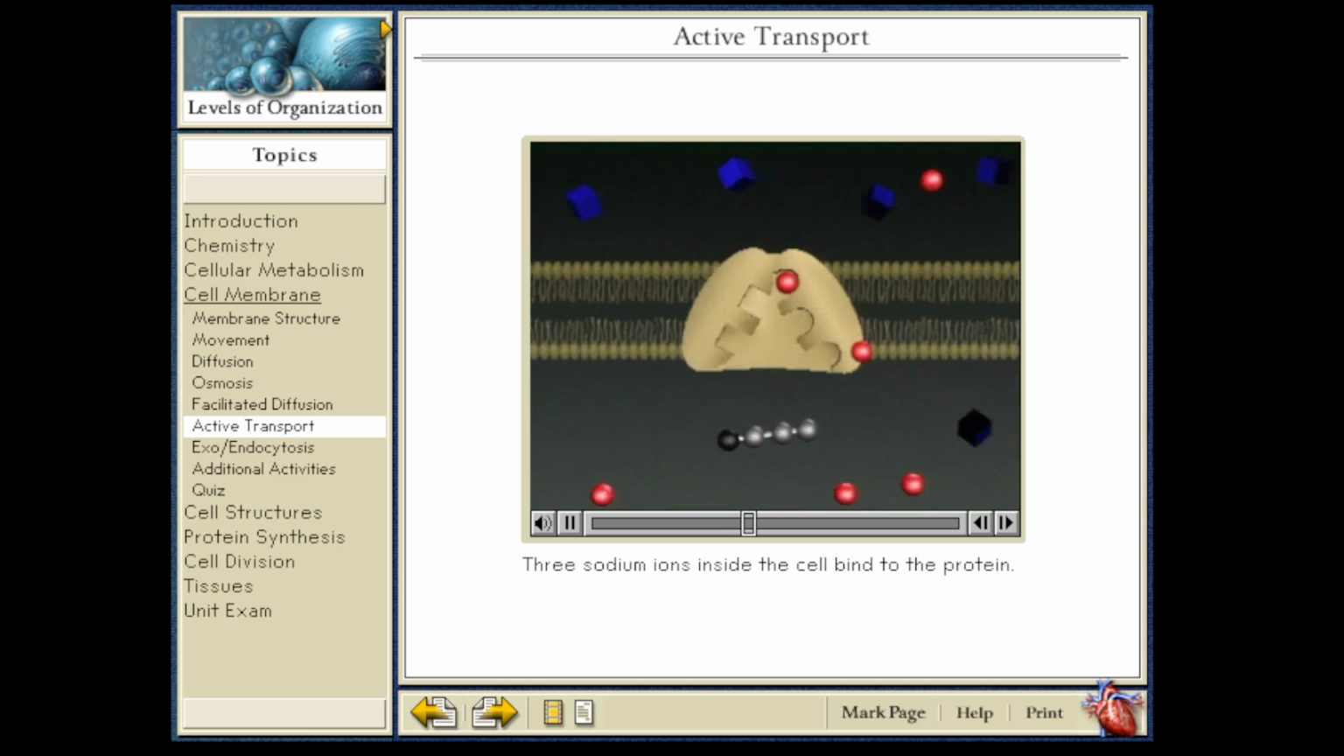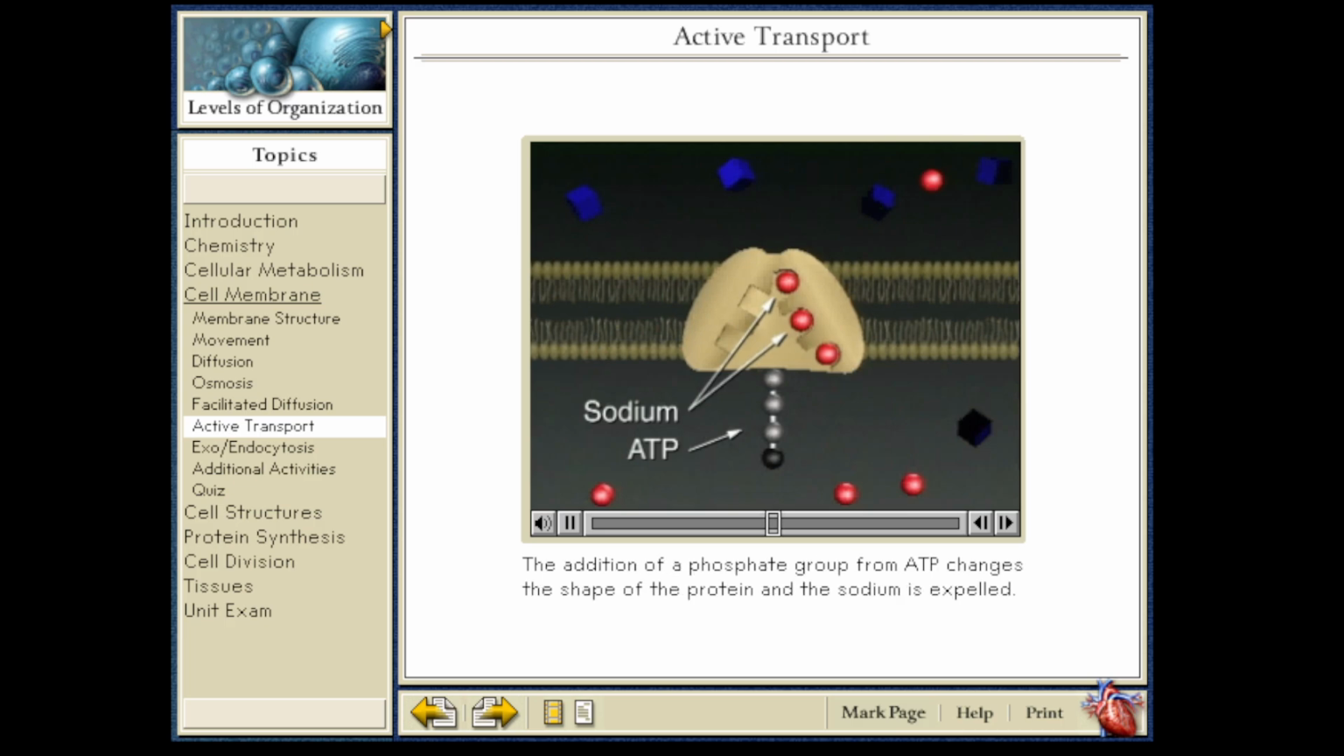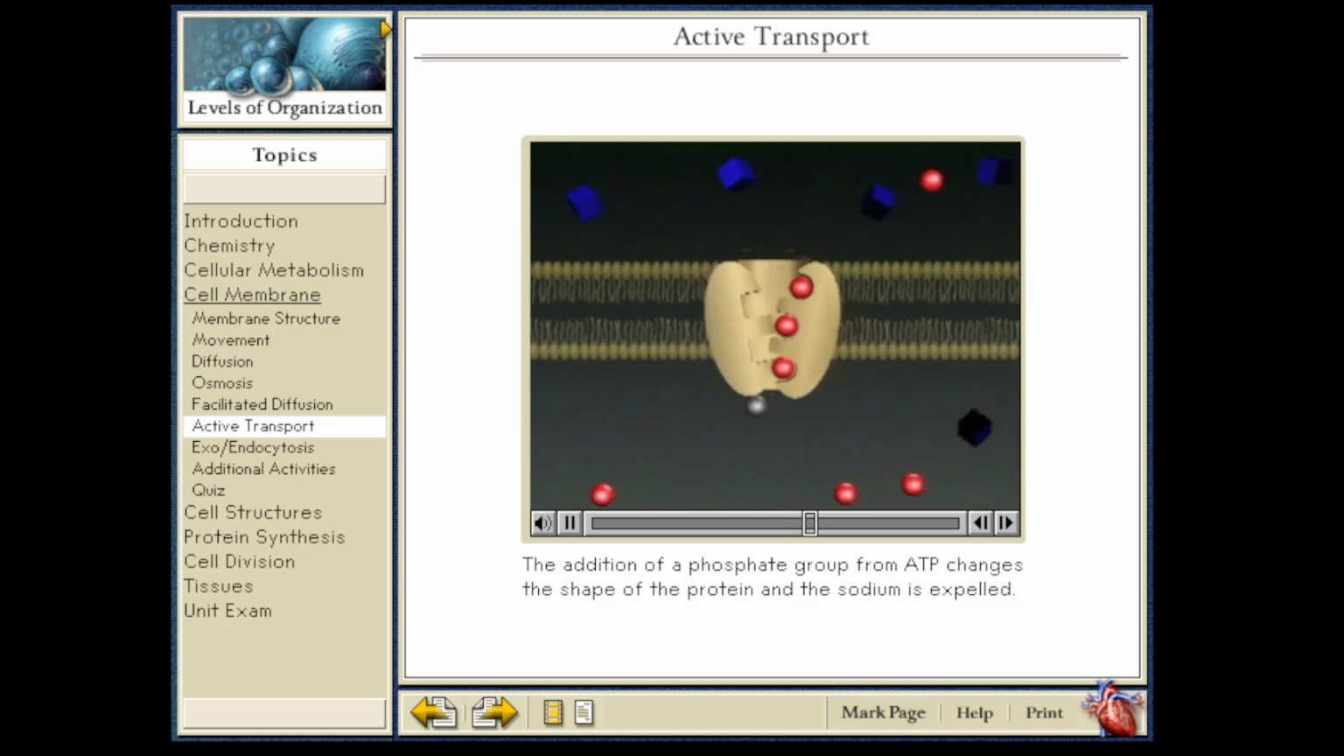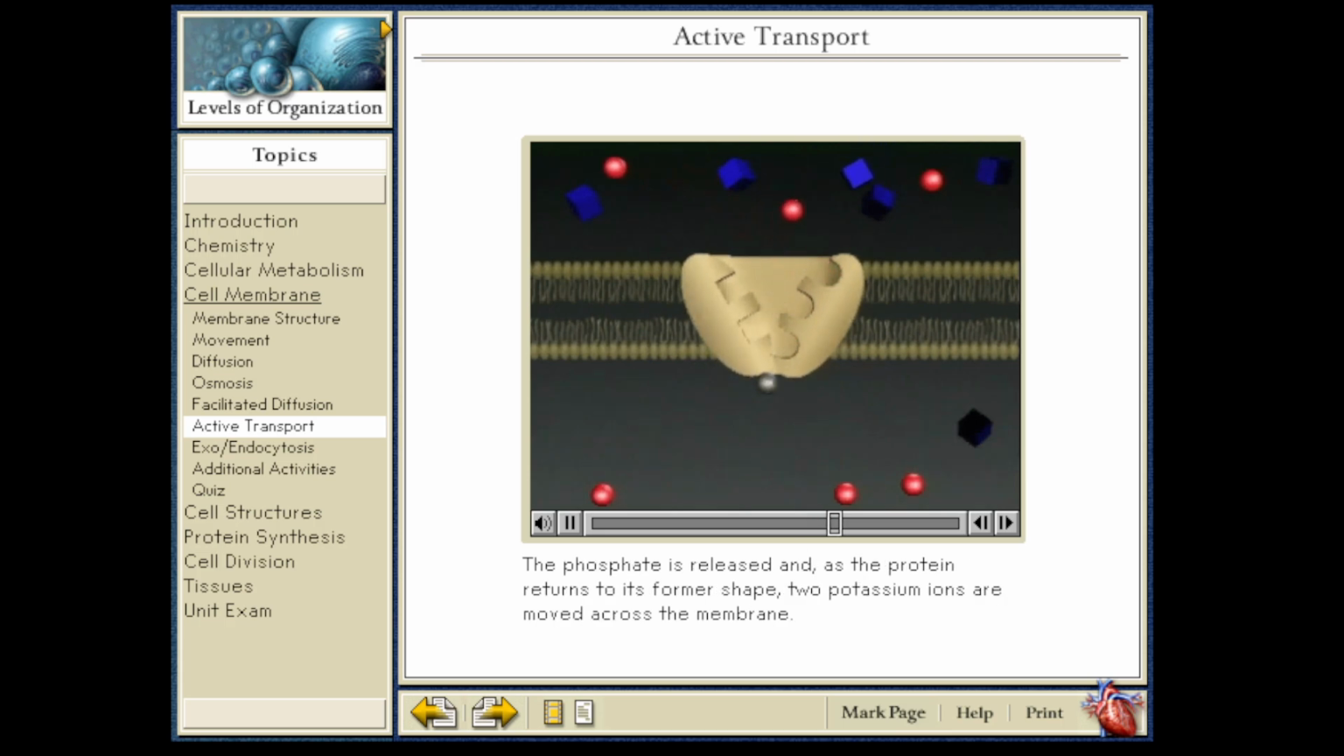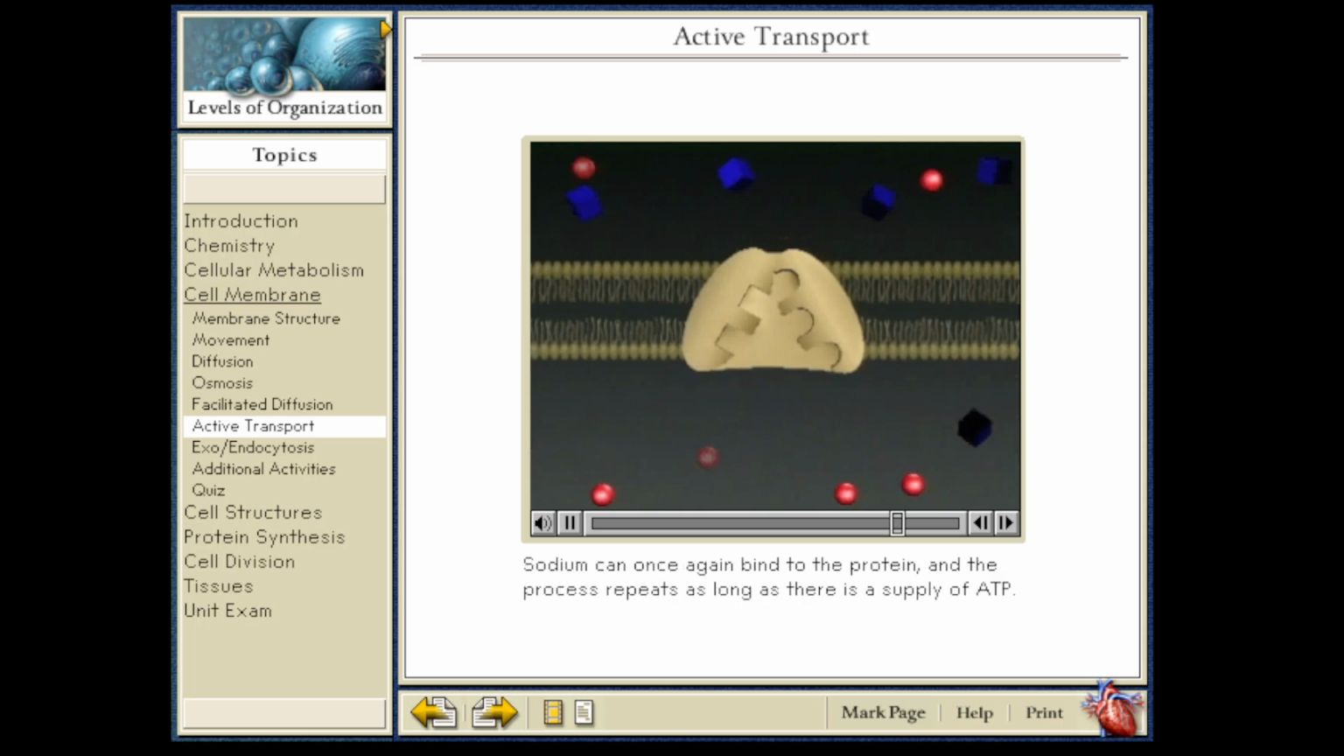Sodium inside the cell binds to the protein. The addition of a phosphate group from ATP changes the shape of the protein and the sodium is expelled. Now potassium binds to the protein. The phosphate is released, and as the protein returns to its former shape, potassium is moved into the cell. Sodium can once again bind to the protein, and the process repeats as long as there is a supply of ATP.